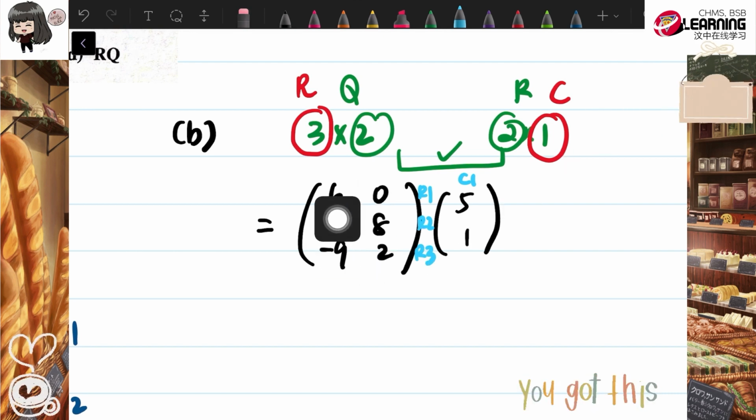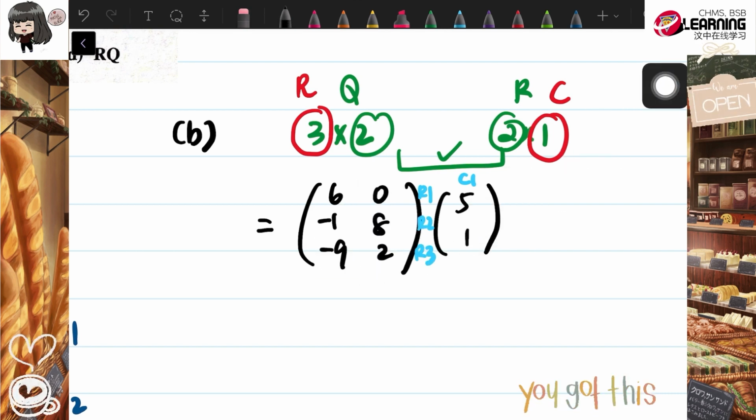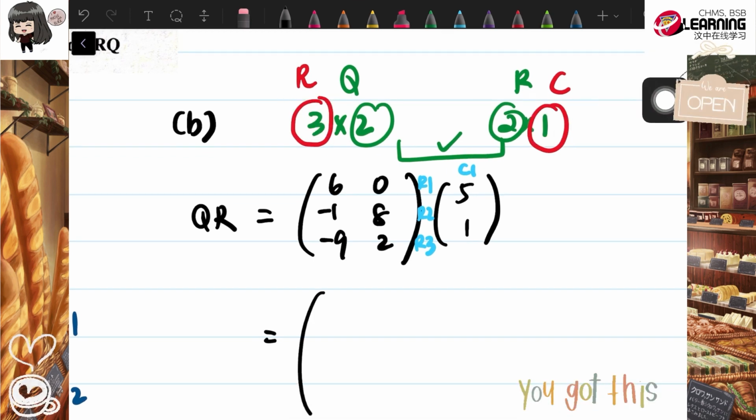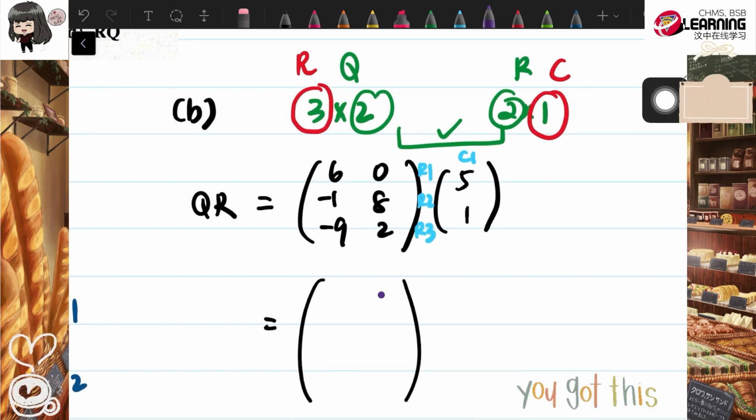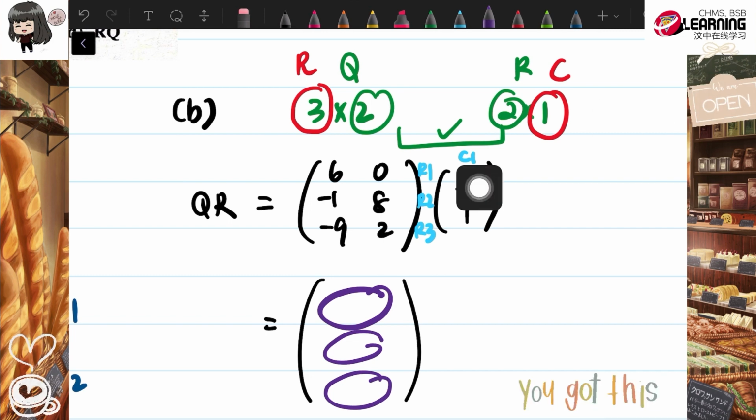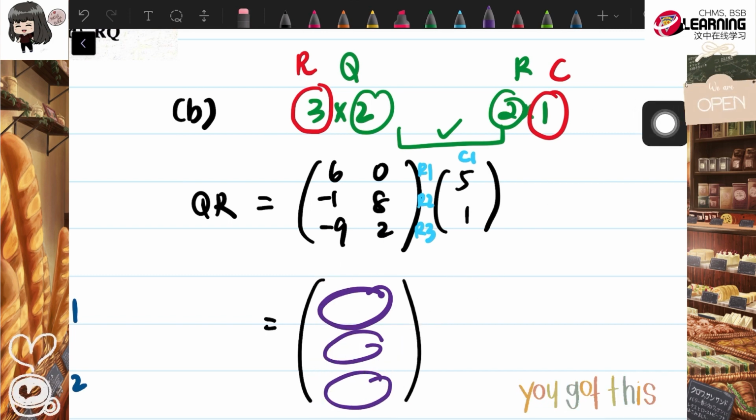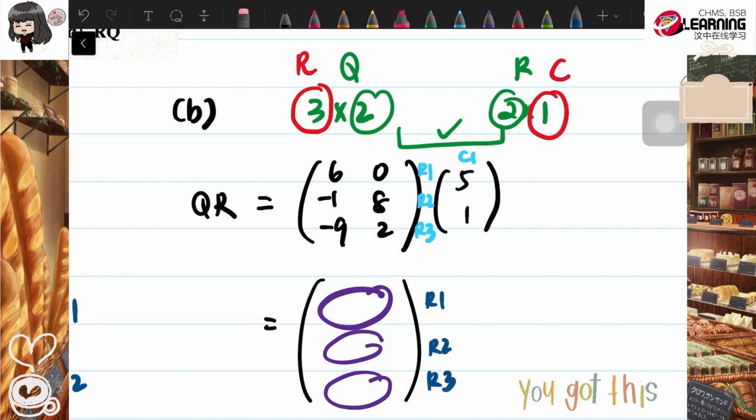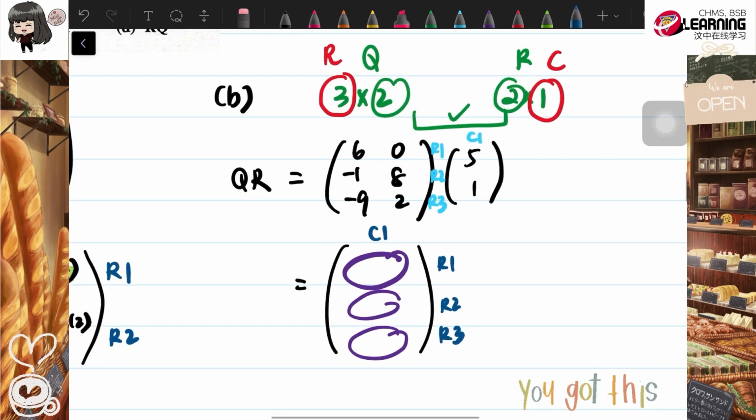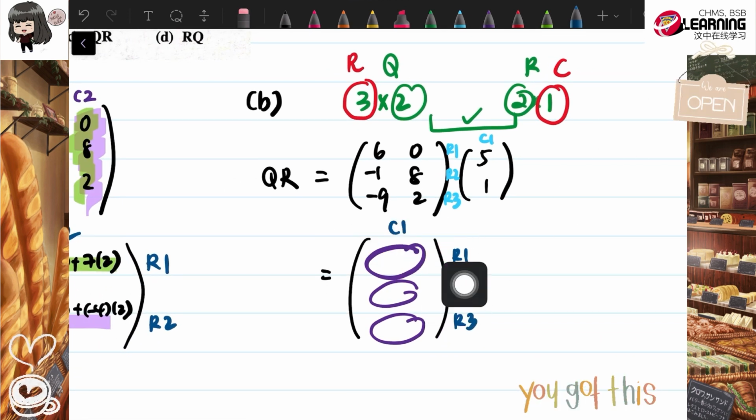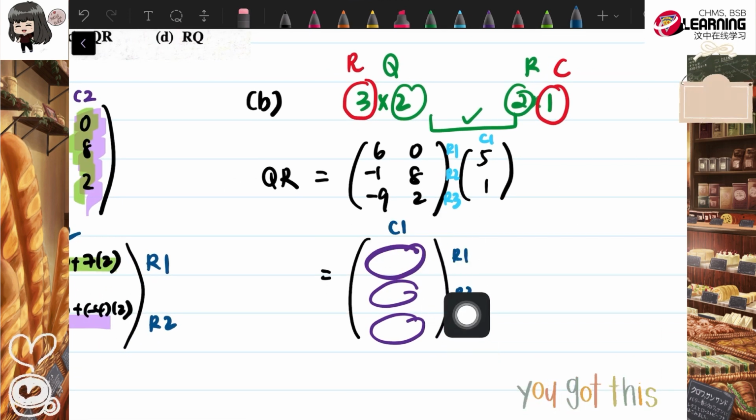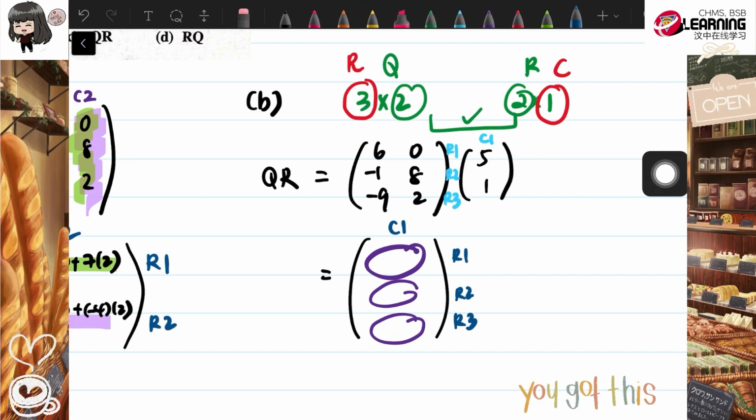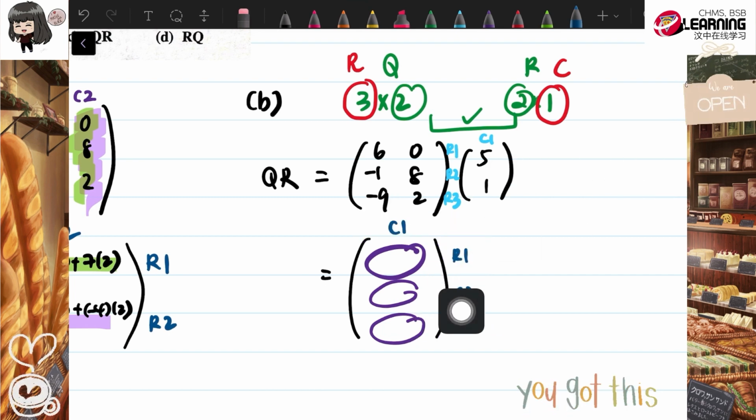This is your Q, this is your R, and your final answer must be 3 by 1. 3 by 1 means you have 3 answers like this, which consists of 3 rows and 1 column. For the first time you might need to write down the row and column like this, but after you have familiarized yourself with the multiplication, you don't even need to write this row and column anymore.